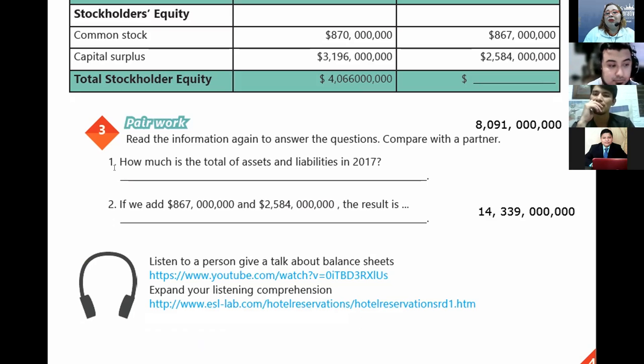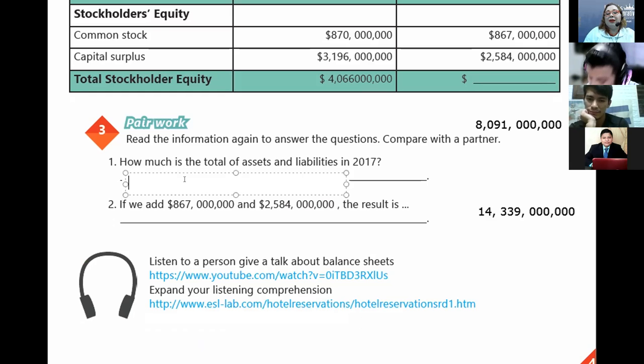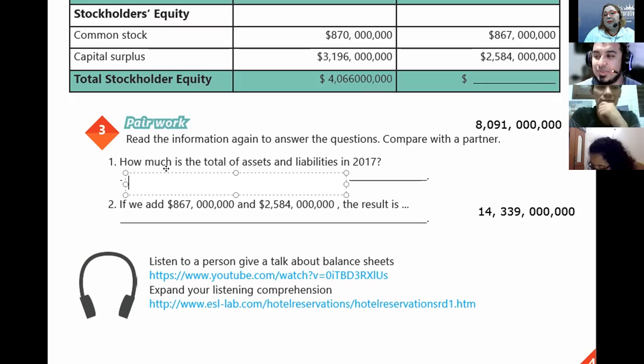Aquí necesitamos el total de la suma de los assets y de los activos y de las deudas. I'm sorry. Assets plus liabilities. One moment. Is 22 billion.